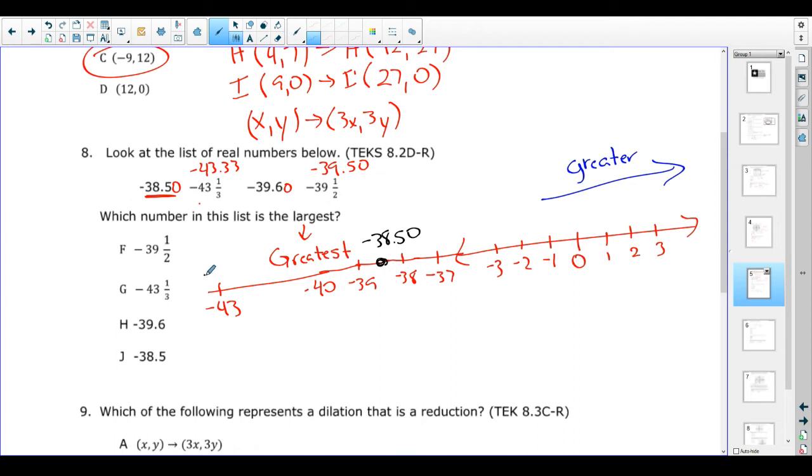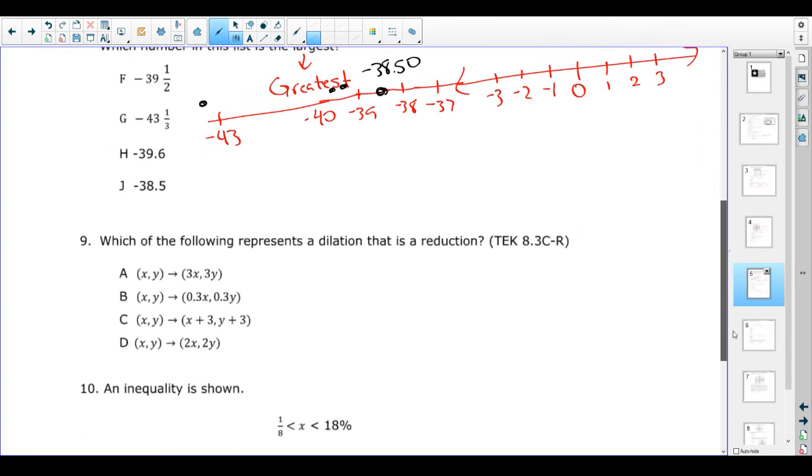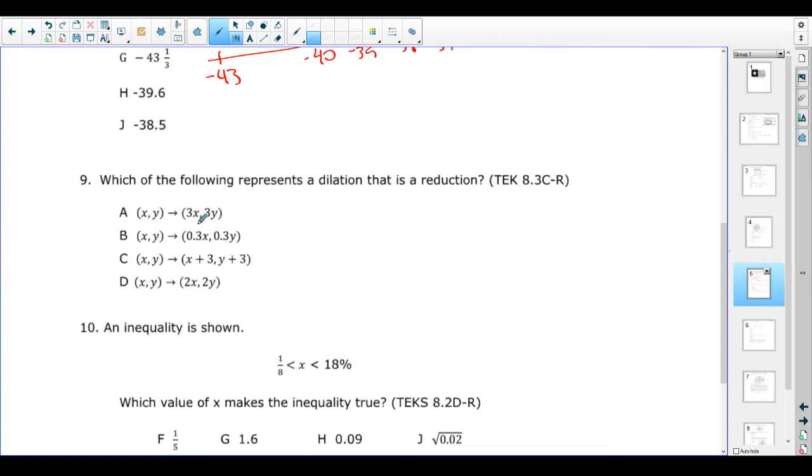Let's see, here's 43, 39.5, and 39.6. Okay? So the smaller the value on a negative, the greater it actually is. The bigger the negative, the smaller it is. Okay, a little bit more straightforward.